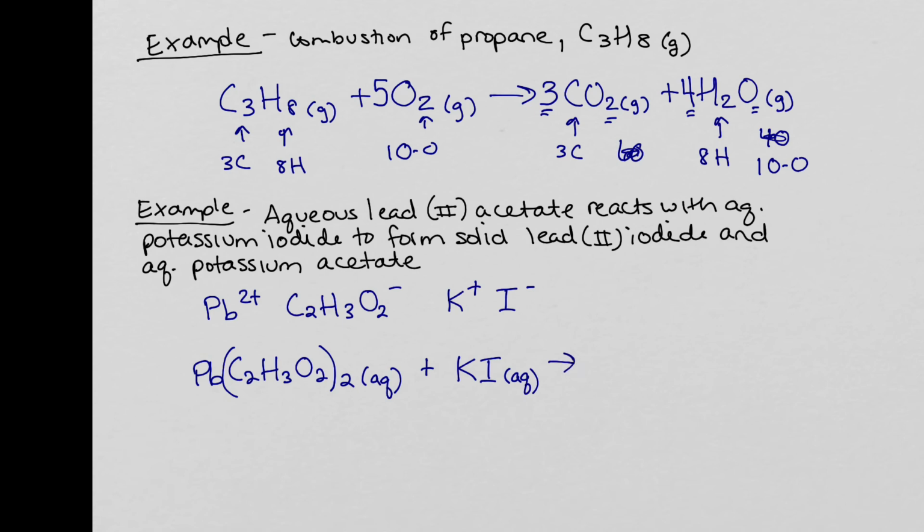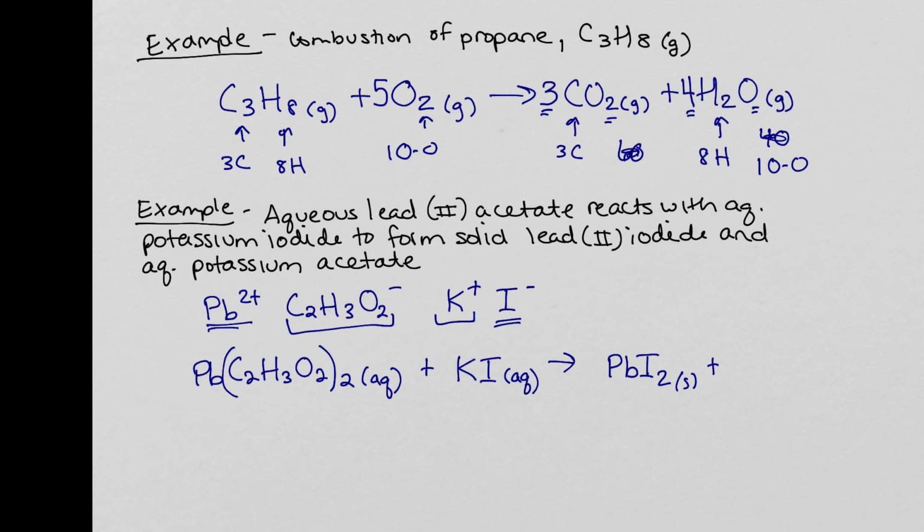This is aqueous, to form solid lead 2 iodide, so this is a precipitation reaction. So we know lead 2 is lead with a 2+ charge. Iodide is 1-. So I would need 2 iodine for every 1 lead. That would give me a 2+ and a 2- canceling out. And that's my solid. And then aqueous potassium acetate. So we said potassium was a +1 charge and acetate was a -1 charge. So again, I need just one of each of those together to balance each other out.